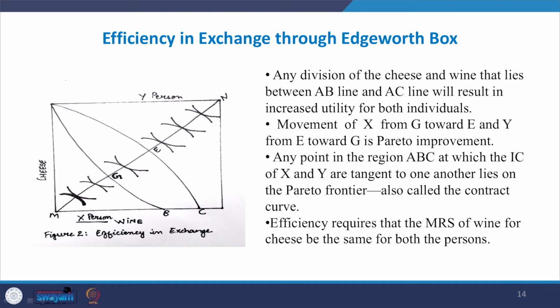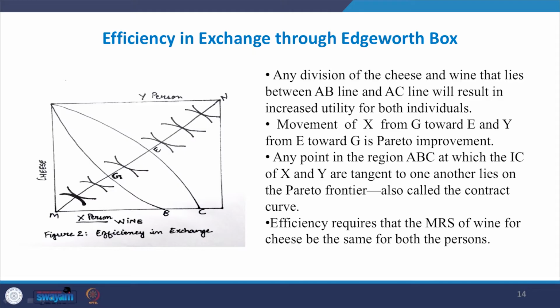are convex to the origin, because you have to read AB, the indifference curve for X, from below, and then the indifference curve of Y from the upper side, and both are convex to the origin. Now, if you have a map of indifference curves as shown in the graph, these indifference curves are tangent to each other.